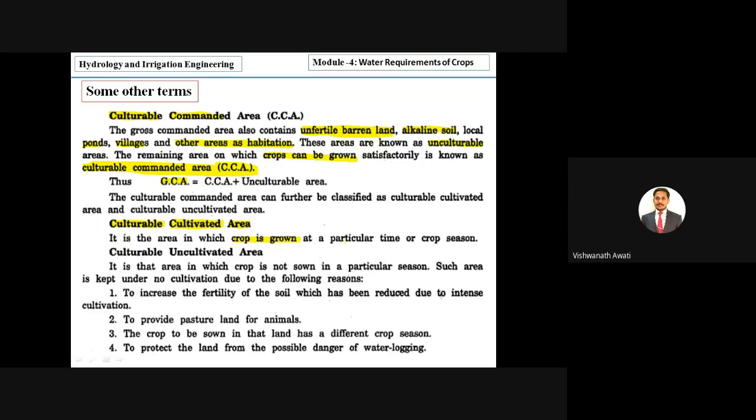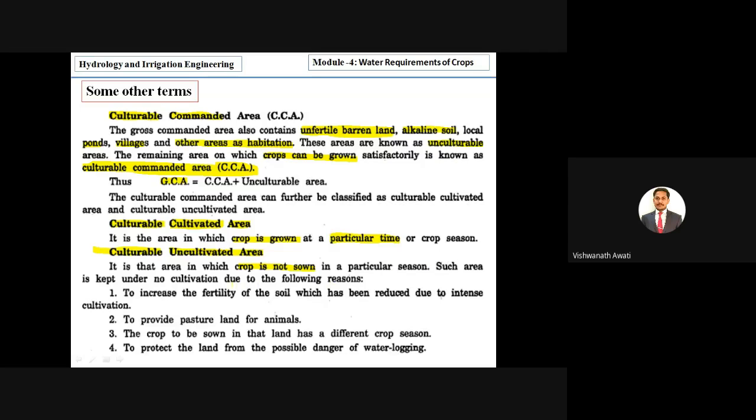Crop is grown at a particular time. Even though the land is suited for agriculture, in some particular time there is an agriculture process, and that land is called culturable cultivated area. Culturable means the land suits for cultivation, but then there is uncultivated area. What is the difference? Uncultivated means even though it is suited for agriculture, in some particular time no agriculture is done. That is the area in which crop is not sown in a particular season.